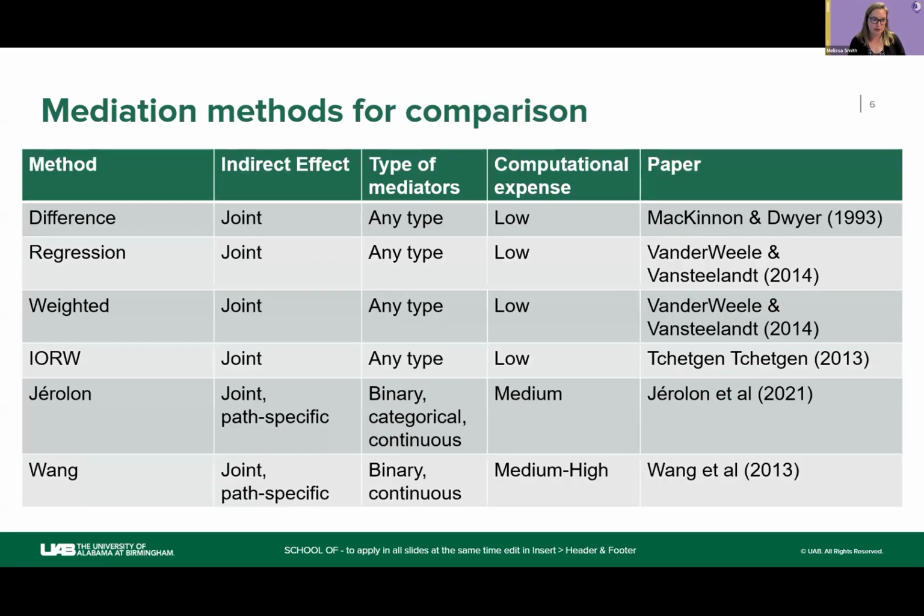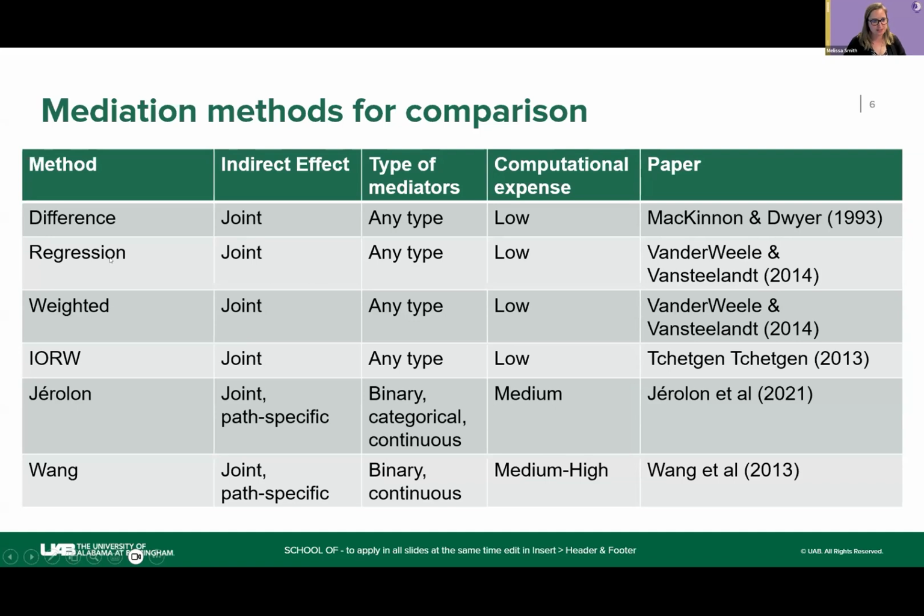So here are the methods that we compared in our study. I'm not going to go into the mathematical details of these methods, but I'll give a high-level overview of a couple of the differences. And then in our paper, we have a lot more detail about how each of these work. The first method is the difference in coefficients method. This is a more traditional mediation analysis method that is widely used in the literature.